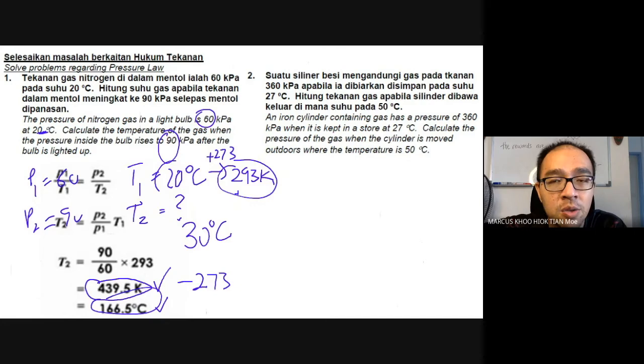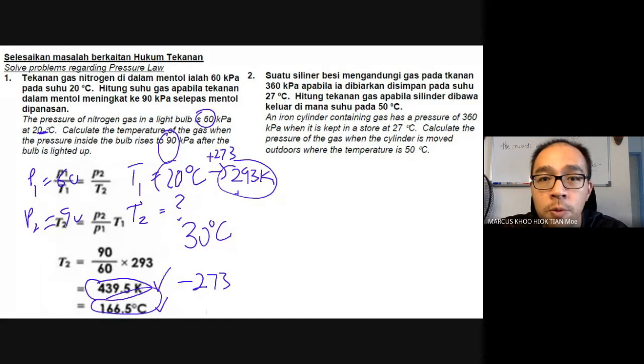So I suspect this is why a lot of people are stuck in number one, because I asked the question, what is it in degrees Celsius? And then you're like, oh, but I got 439.5 K, and you don't know how to change back. Okay, so let's learn from our mistakes.